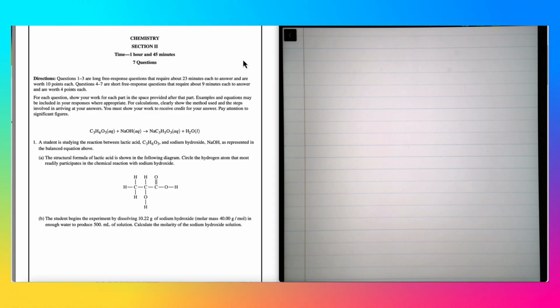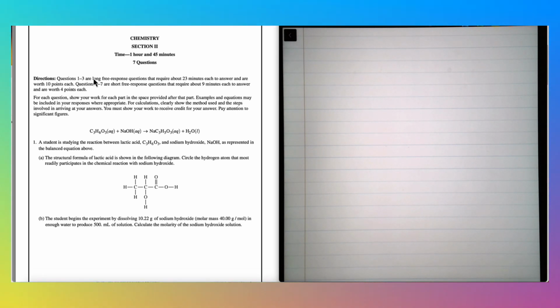Hello everyone. So here we have an AP Chemistry free response, and the AP exam is less than 3 months from now. You want to get this started. So today I'm just going to go over question 1. A lot of points are in the first 3 questions.